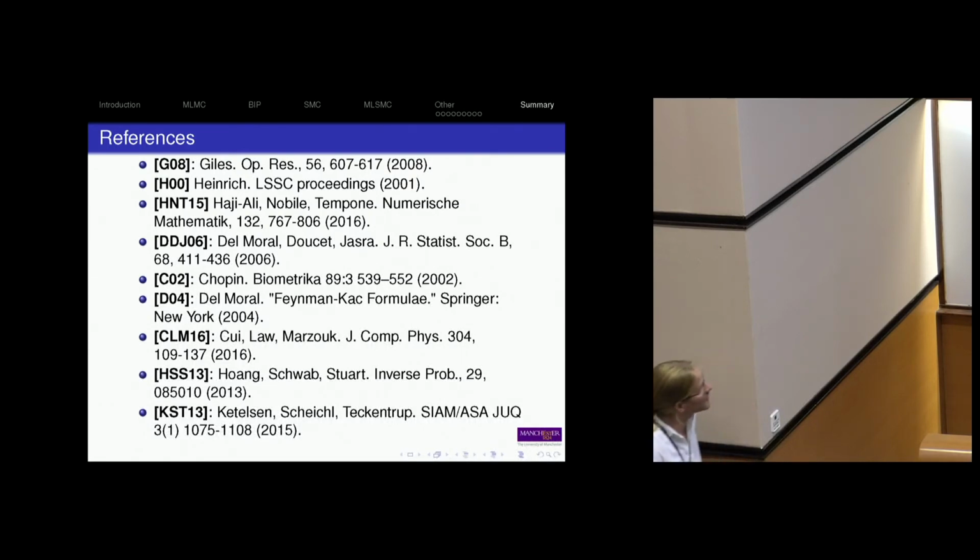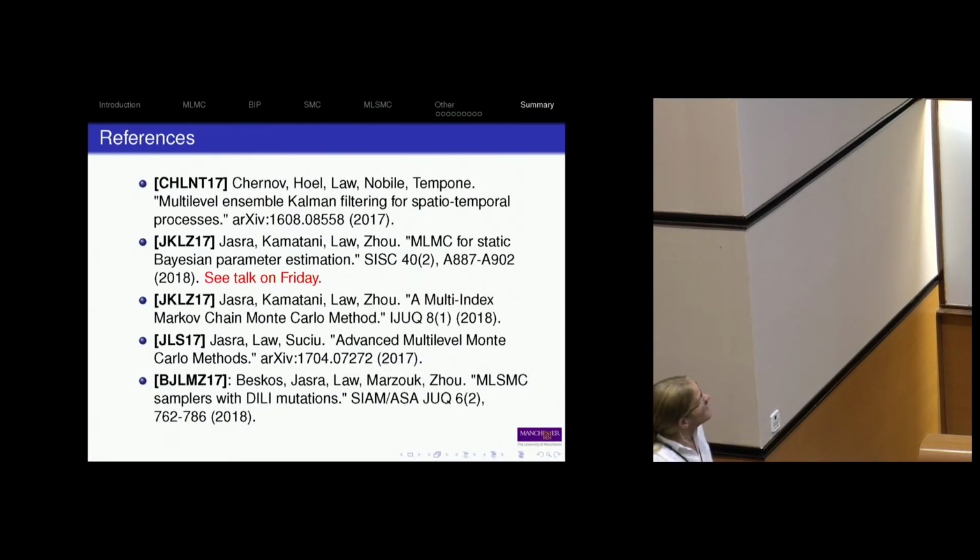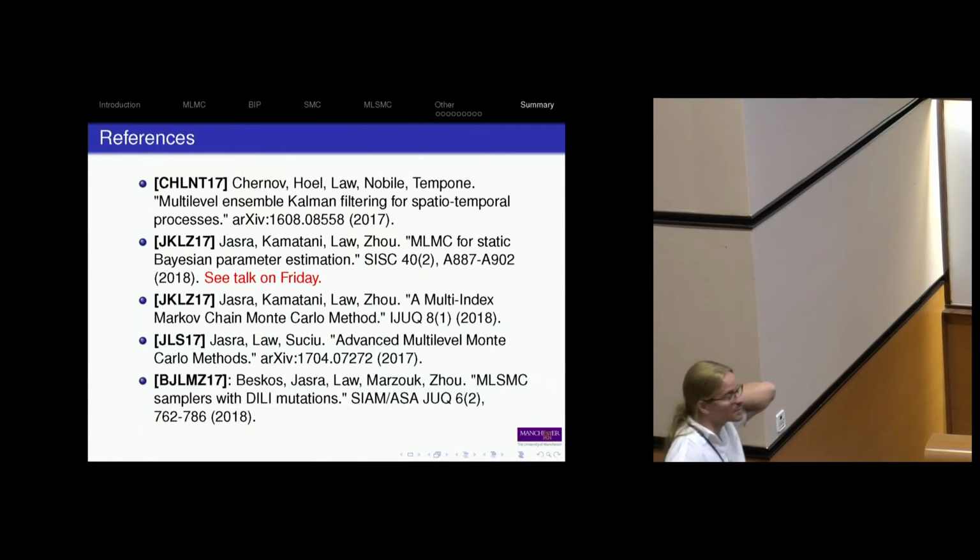The earlier MLMCMC by Scheichel, Tekentrup, and there was an additional author in the final version, which is called Dodwell. Here we extended multi-level SMC to spatiotemporal. This is what I'll talk about on Friday, this MLMC for static Bayesian parameter estimation, the first example of the approximate coupling. The multi-index Markov chain Monte Carlo.